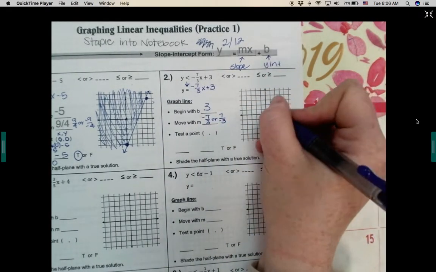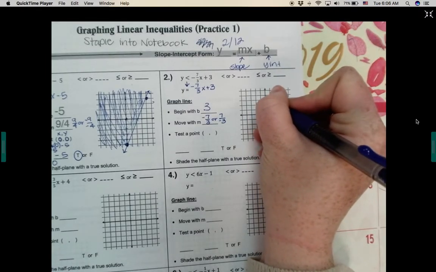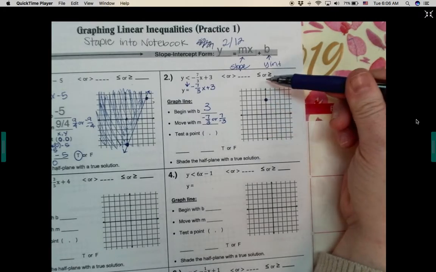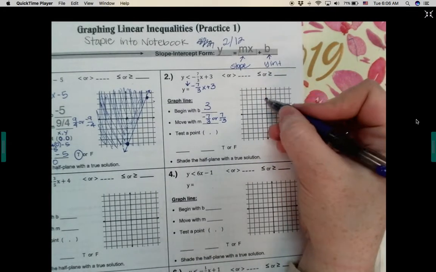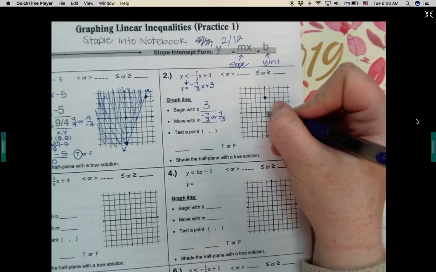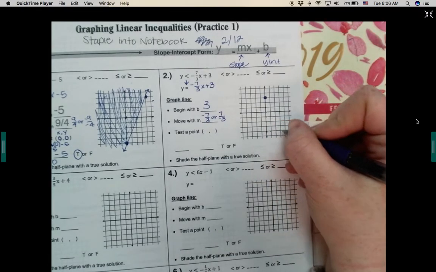So I start at positive 3 on the y. And I can either go down 7 and over 3 or up 7 and left 3. I don't have space to go up 7, so I'm going to go down 7. 1, 2, 3, 4, 5, 6, 7, and right 1, 2, 3.